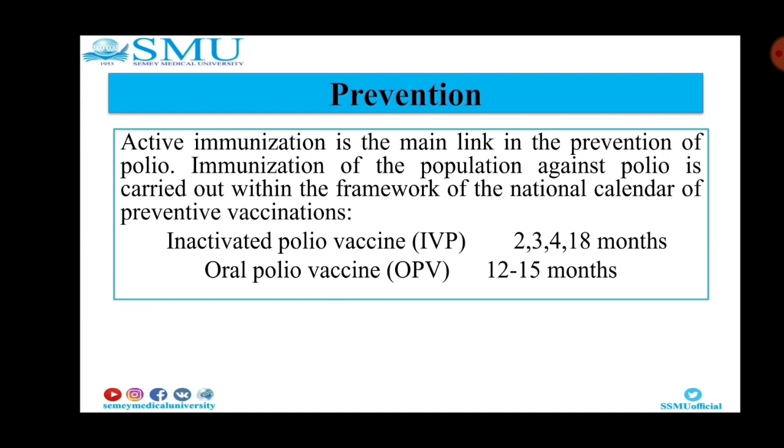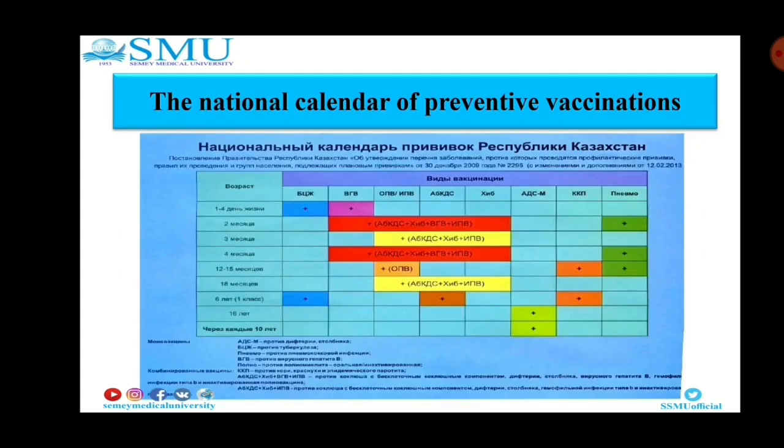And active immunization is the main link in the prevention of polio. Immunization of the population against polio is carried out within the framework of the national calendar of preventive vaccination. It's an inactivated polio vaccine, IPV, in the second, third, fourth, and 18th months, and oral polio vaccine, OPV, in the 12th or 15th months. There is a national calendar of preventive vaccination.